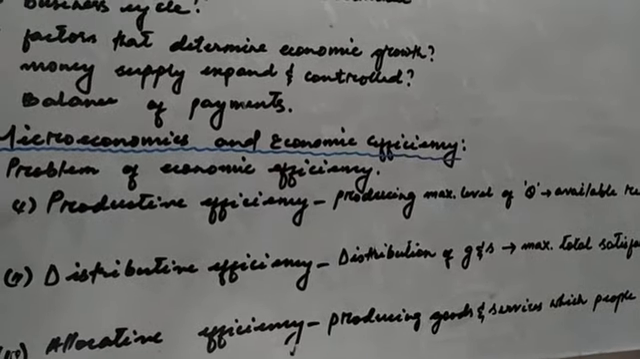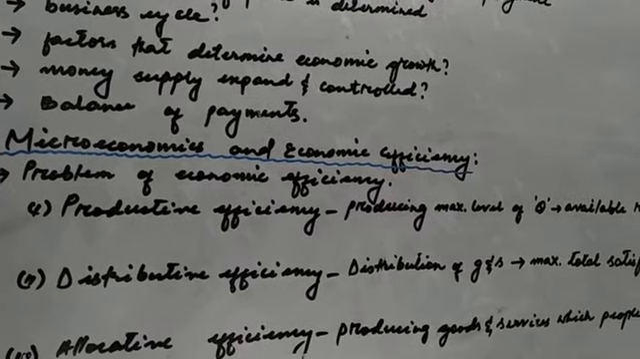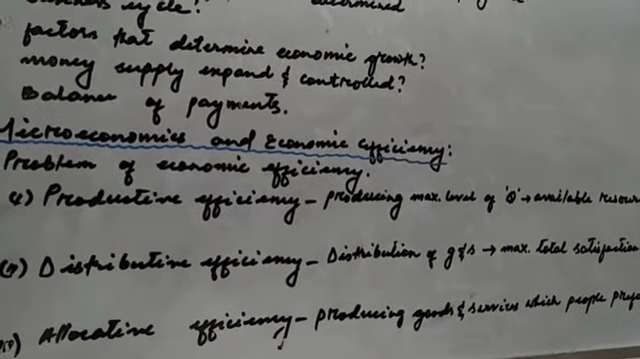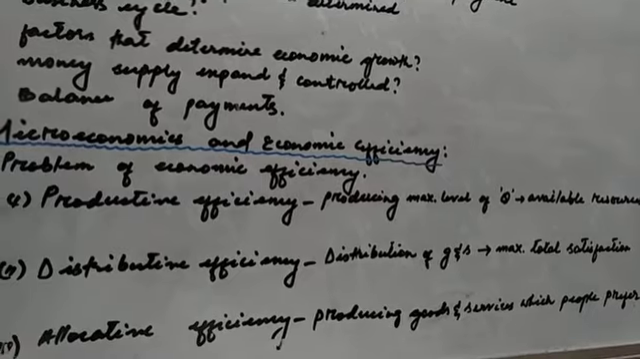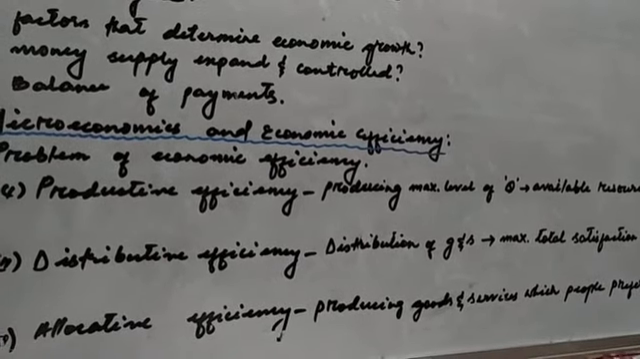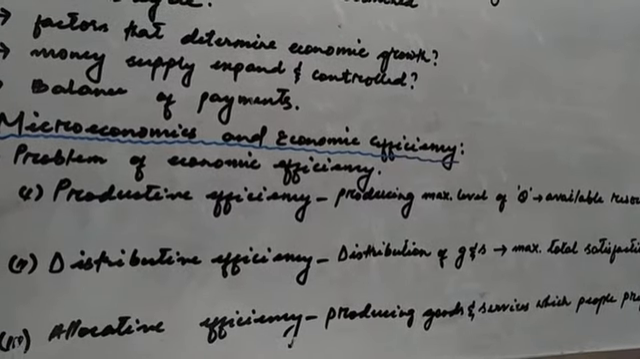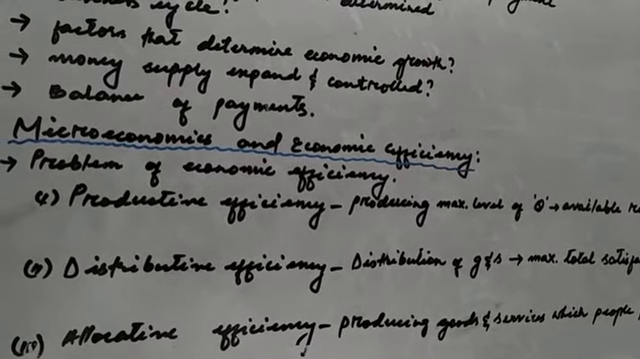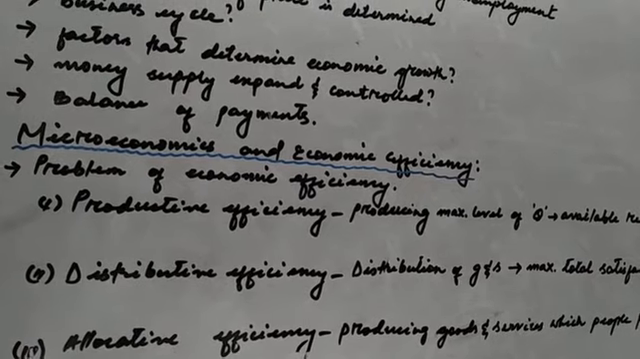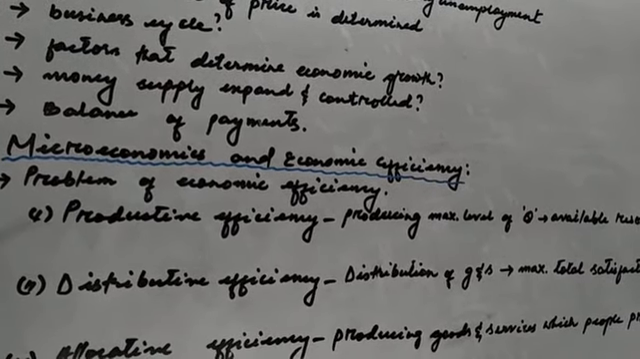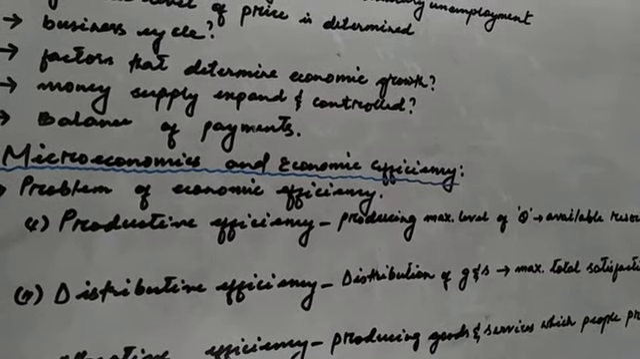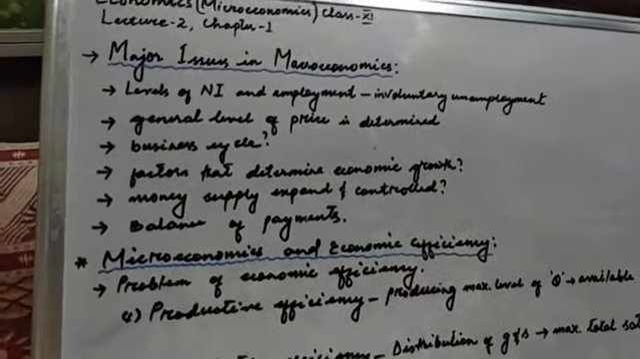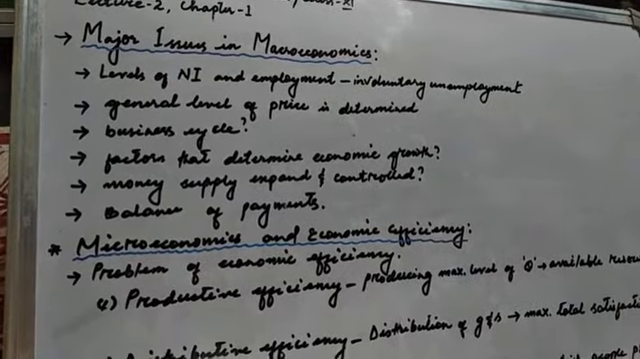But again, the question of economic efficiency is a subject matter of welfare economics, which is an important branch of microeconomics. You will study another subject, welfare economics. Welfare is all about production, distribution, allocation of resources, goods and services so that people's wants and desires are achieved with the limited available resources. So with this topic, we come to the end of chapter 1.